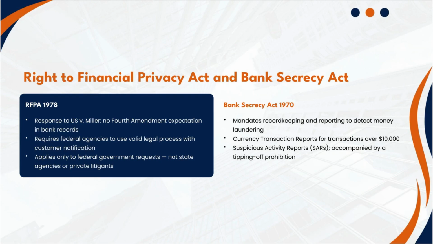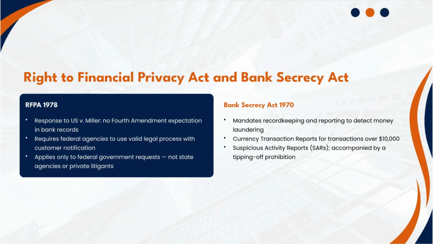Notice: federal agencies, not state, not private parties. Now the Bank Secrecy Act, 1970, runs the other way entirely. It requires financial institutions to report currency transaction reports for cash transactions above a threshold, and suspicious activity reports when something looks like money laundering or fraud. And here's the part that matters. SARs are secret. You cannot tell the customer. That's tipping off, and it's a crime. The BSA even has a safe harbor protecting institutions from liability for filing.